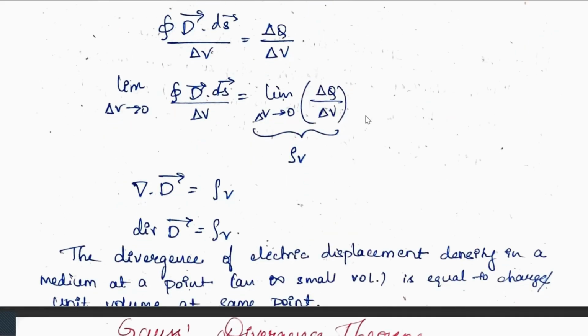Next, nabla dot D vector is equal to rho v. Divergence of D vector is equal to rho v. The divergence of electric displacement density in the medium at a point, which can be infinitely small, is equal to the charge per unit volume at the same point.